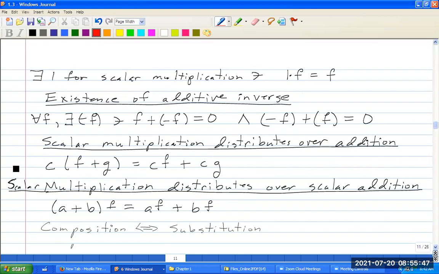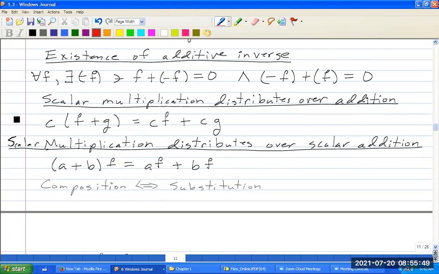Scalar multiplication distributes over vector addition. And so, let C be a number, a scalar. Let f and g be functions. Then C times (f plus g) is equal to C times f plus C times g.